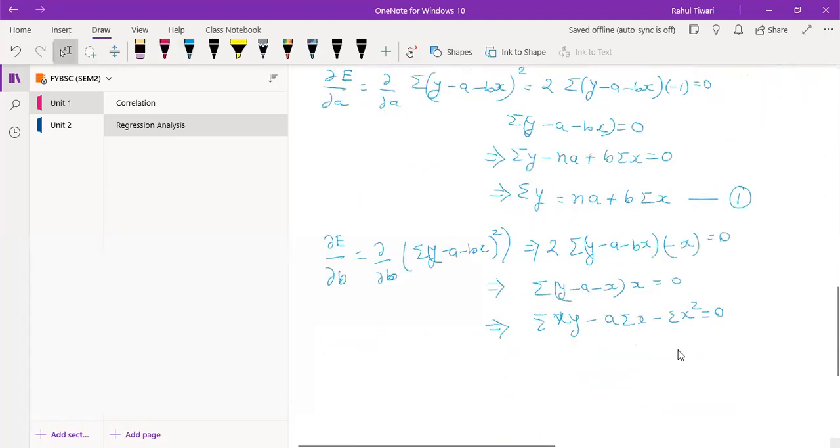Sorry, I missed out something, b, here. So I will just pull out b here. So what will that be? Summation xy is equal to a summation of x plus b times summation of x squared. So again, my question to all of you: have you understood the second derivative? That is equation number 2. Again, go to the chat box and write down why.